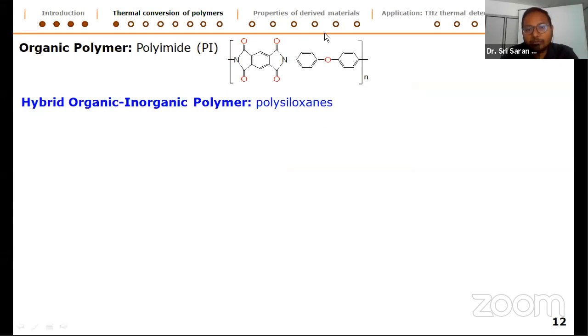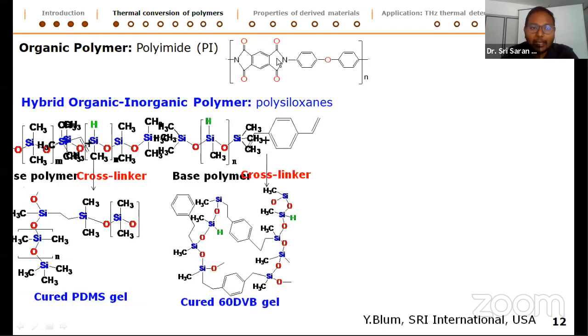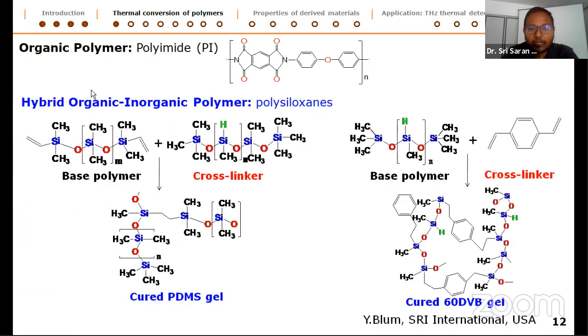What you can notice from this structure is that the aromatic carbon already exists here, you can see it with the polyamide group. And the hybrid organic-inorganic polymer that we have chosen is a polysiloxane. For example, it's a PDMS gel. You can see it comes in two parts.